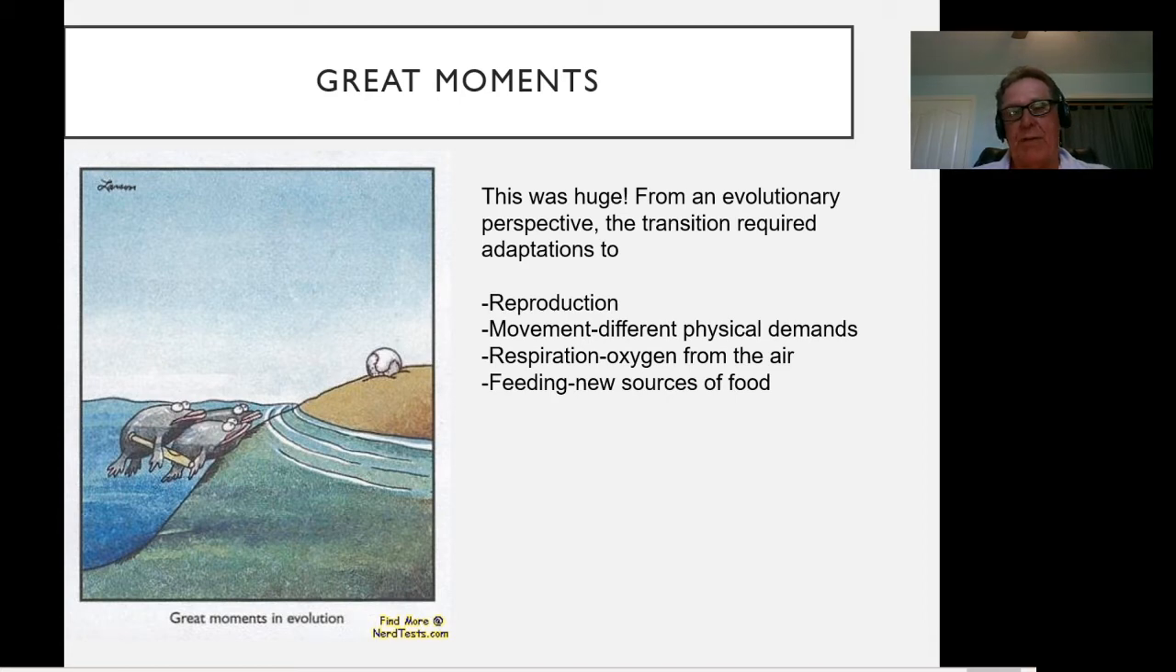A big one is respiration, right? If you're living in an aquatic environment, fish are able to get their oxygen from the water, but you have to change, right? Because now there's no water to get the oxygen. You have to draw the oxygen out of the air. So different breathing mechanisms, different lung setups, and then feeding, new sources of food, right?